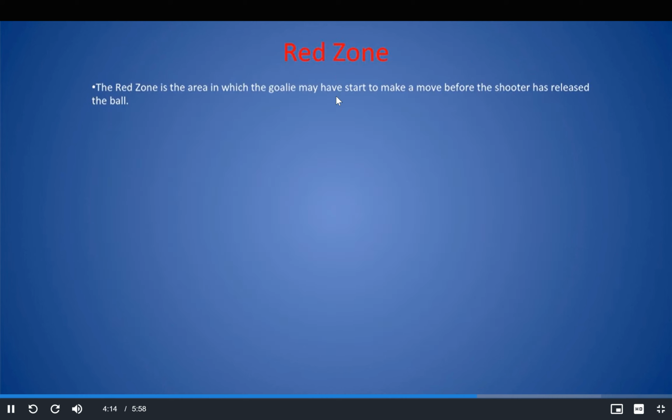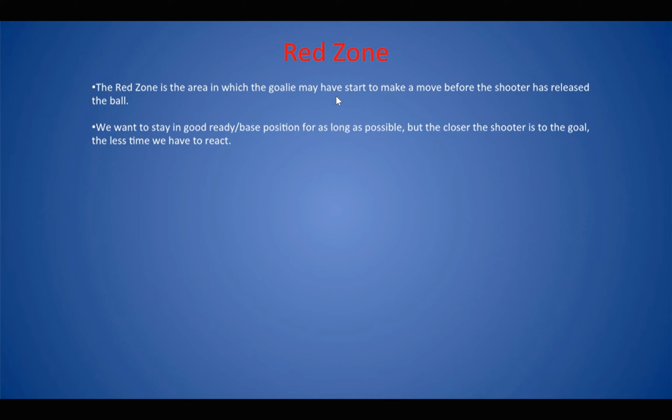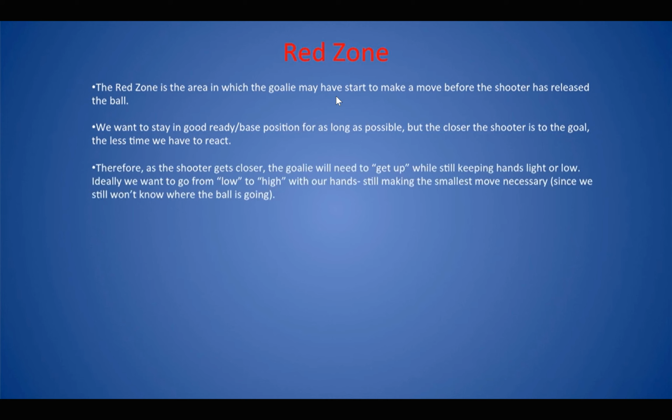The red zone. The red zone is the area in which the goalie may have to start and move early before the shooter has actually released the ball. In general, we want to stay in good, ready base position for as long as possible, but the closer the shooter is to that goal, the less time we have to react. So therefore, as the shooter gets closer, we will need to get up while still keeping our hands low. We want to go from a low position to a high position with our hands, while still making the smallest move necessary, since we still want to know where the ball is going.